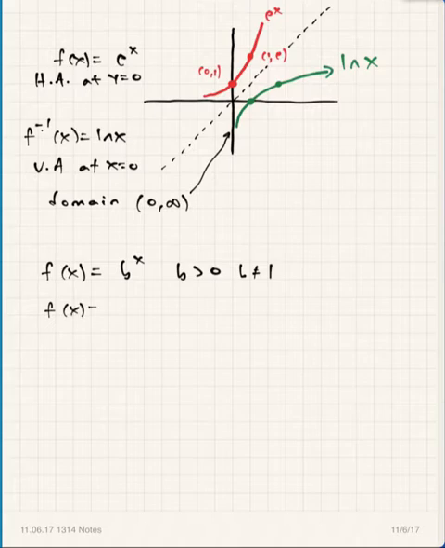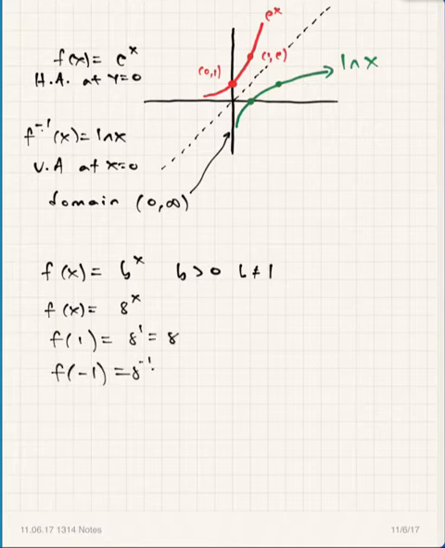So if f of x is 8 to the x, doesn't matter whether x is positive or negative, you always get a positive answer. So f of 1 is 8 to the 1, or 8. F of negative 1 is 8 to the negative 1, or 1/8, right? You always get positive answers. So the y values always must be positive here. Well, so what does that mean about the inverse function then? It means that the x values must always be positive.